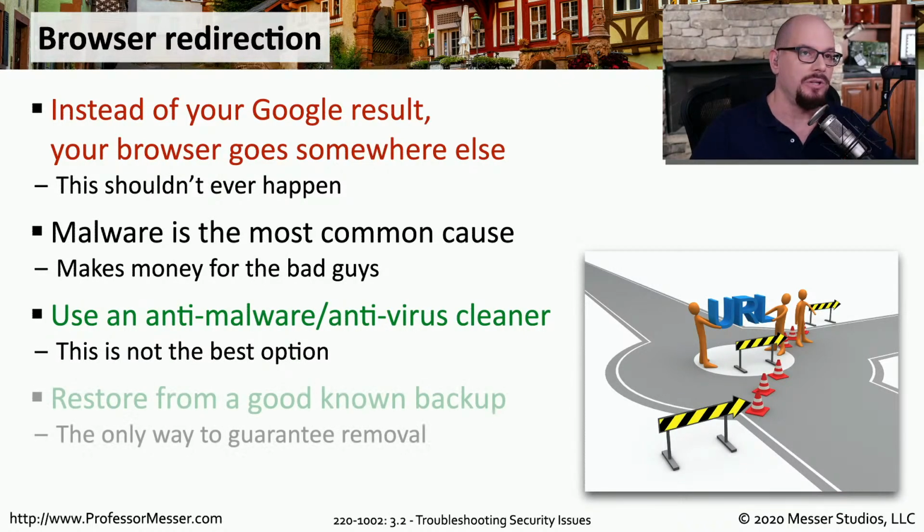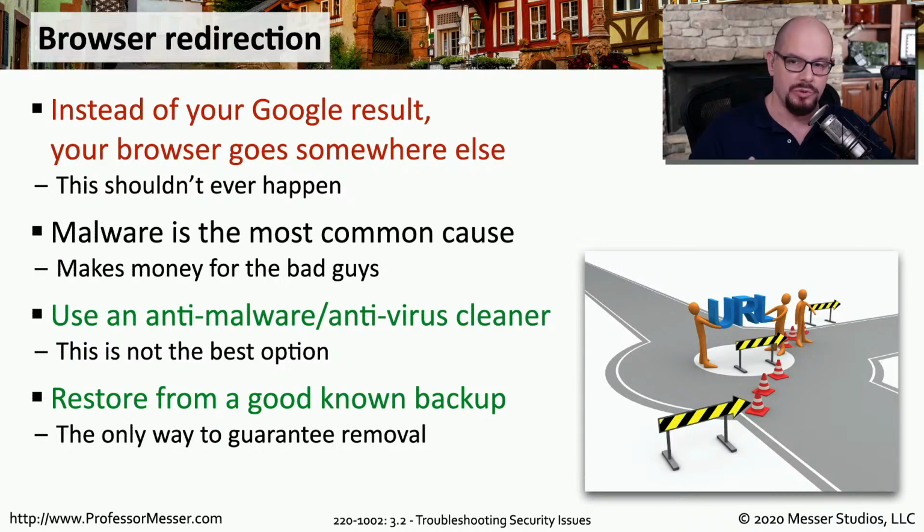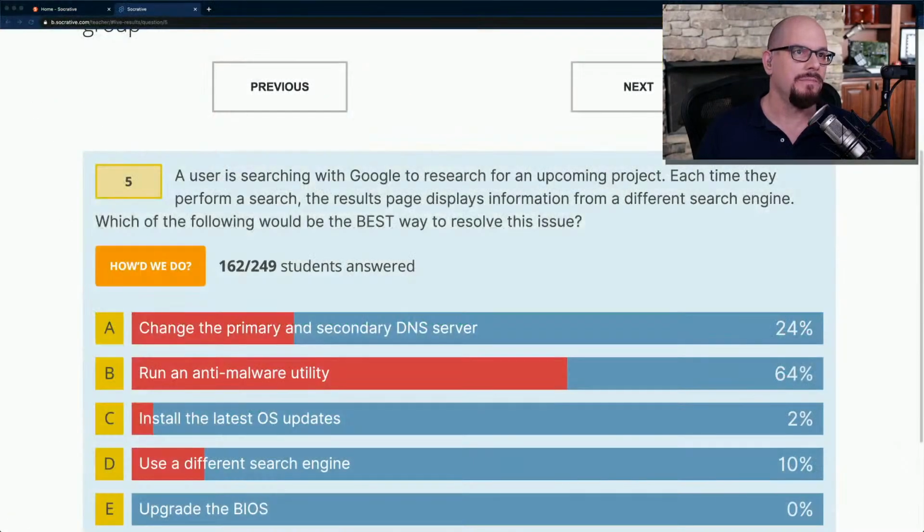So the best thing you can do is just nuke everything and restore from a known good backup. That is the default for most people. Most organizations don't mess around. They don't want you to sit there and try to get rid of the malware and try to break through what really happened, that's not what they want you spending your time on. They want you to make sure the malware's gone and get the person back up and running quickly. So the answer here very clearly is to run an anti-malware utility.